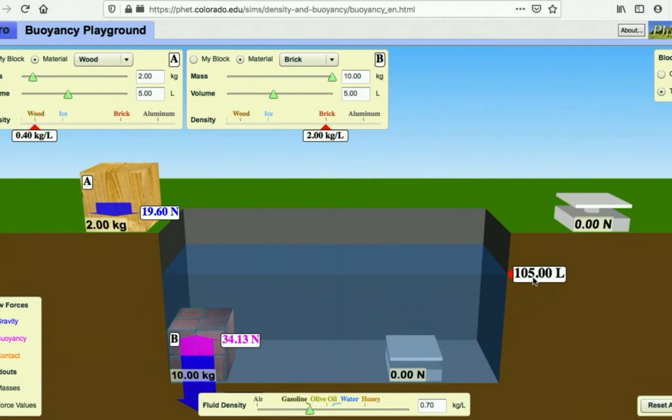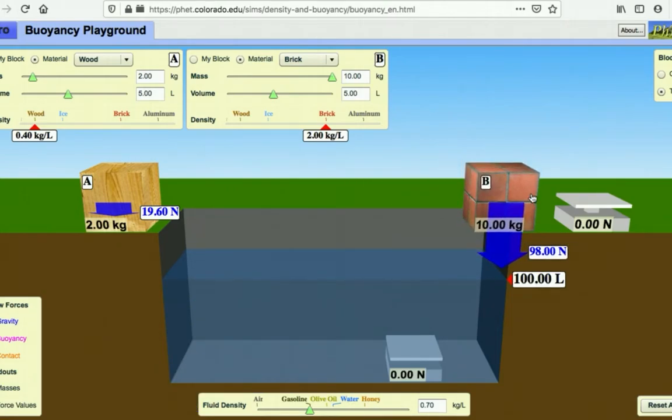So if you have an object that sinks and it displaces a very specific amount of the fluid, you can actually change the buoyancy force on the object by changing the fluid. Fluids that are more dense will create a larger buoyancy force, and fluids that are less dense will create a smaller buoyancy force.